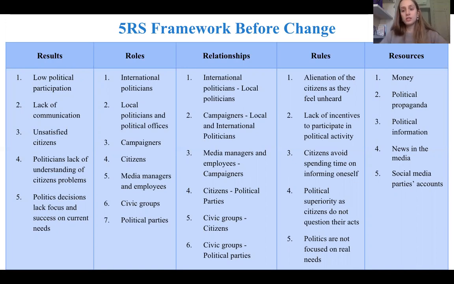So there were some resources being used, and these were all leading to some rules and results. Some results were, for example, the alienation of citizens as they felt unheard, and a lack of incentives to participate in political activities. Citizens were trying to avoid spending all the time that is needed to get informed about politics, and that was leading to politicians not being really focused on the real needs, and to some political superiority and corruption. And this all led to unsatisfied citizens, lack of communication, low political participation, and so on.